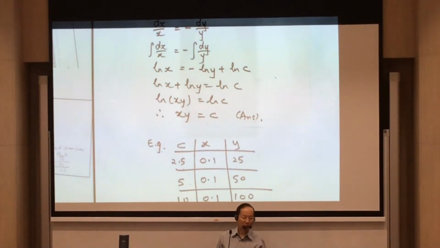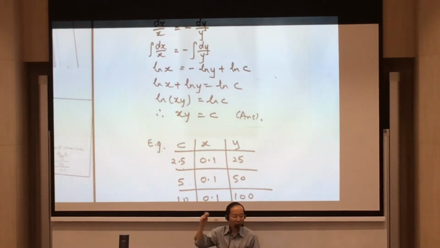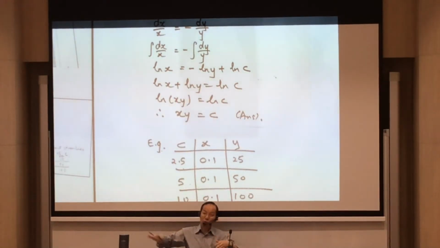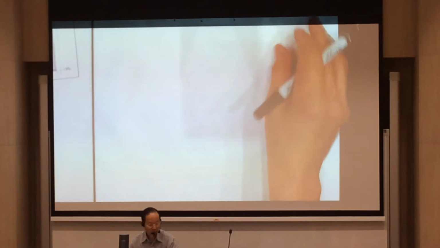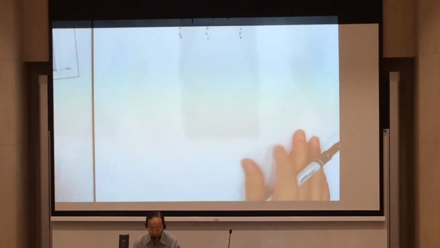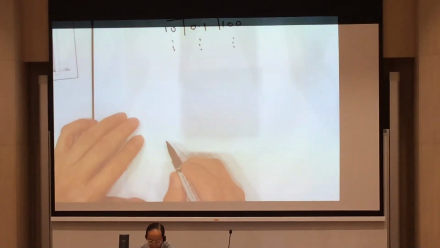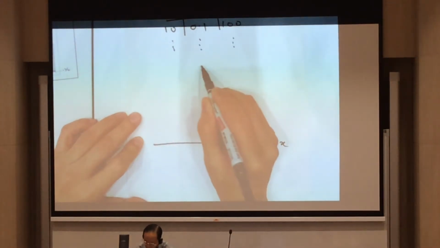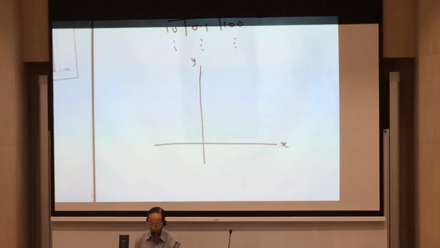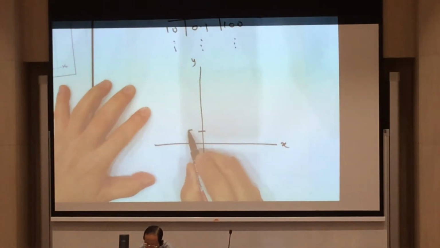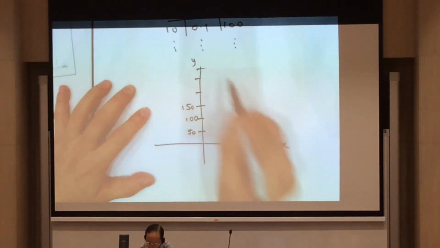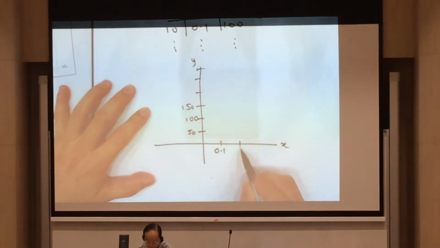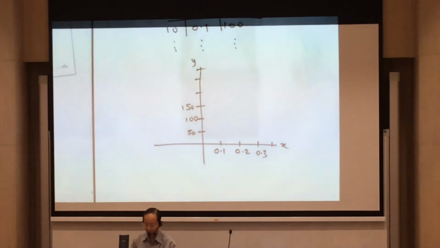Now, the question says plot. We just sketch some streamlines. So we see that different values give you different streamlines on the xy plane. So in other words, let's sketch. If you have, for example, this is your x-axis, and this is your y-axis, and you have values like, for example, y is 50, y is 100, y is 150, and so on and so forth. And here x is 0.1, 0.2, 0.3, and so on. Will it give rise to a series of streamlines?